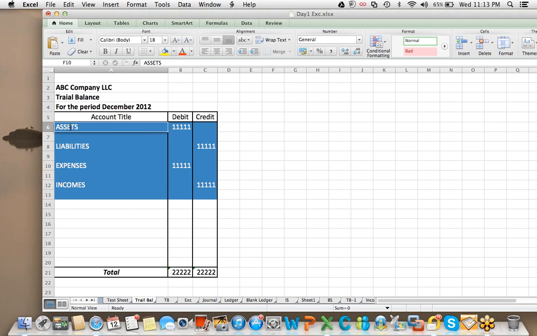Any company, whether it is micro or macro, you will have assets on the debit side, liabilities on the credit side, expenses on the debit side, incomes on the credit side. So A L E I: A debit, L credit, E debit, I credit, and the total of debit should match with the total of credit. So assets and expenses should be debited.